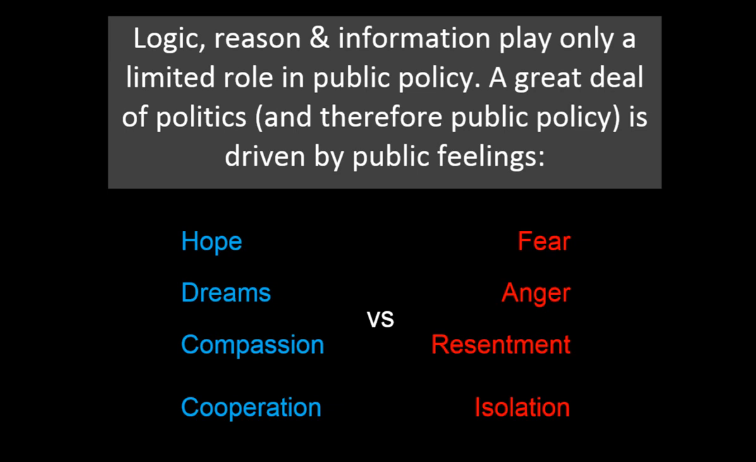So I tried to put some of what I see as opposites: hope versus fear, dreams versus anger, compassion versus resentment, cooperation versus isolation. And none of those exists in isolation, or is the only thing. So it's not just anger that drives our communities. Obviously, there's dreams and hopes and compassion and cooperation. There's a lot of things that we do in those realms as well. But there's this whole mixture of what drives us as people and therefore what drives public policy, because governments respond to what the public is demanding, at least at some level.